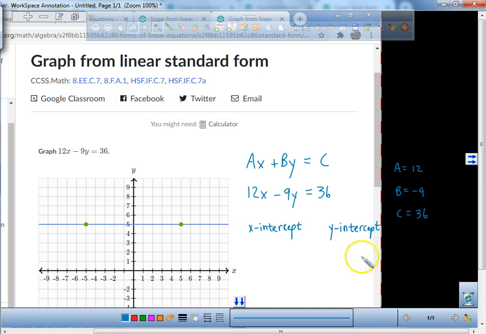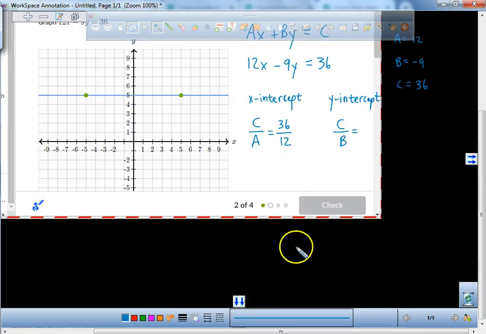So here's the formula way. The x-intercept will always be the c value divided by the a value. So that's what it's always going to be, c over a. The y-intercept will always be the c value divided by the b value. So let's test this out. Ready? What is our c value? 36. And what's our a value? 12. Now, fortunately, 36 is totally divisible by 12. It's equal to 3. So that's our x-intercept.